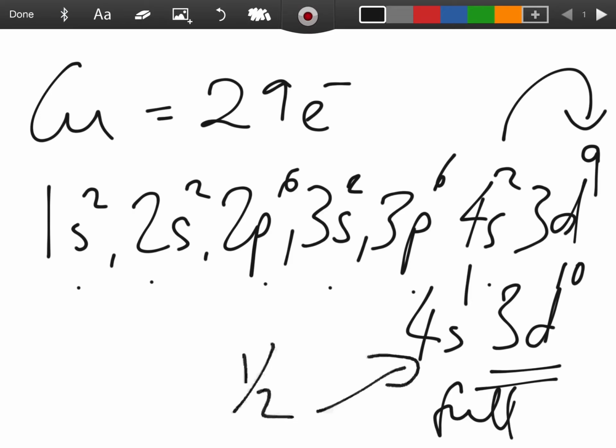So watch for copper and chromium. They're the exceptions to Aufbau's principle. Okay, thank you.